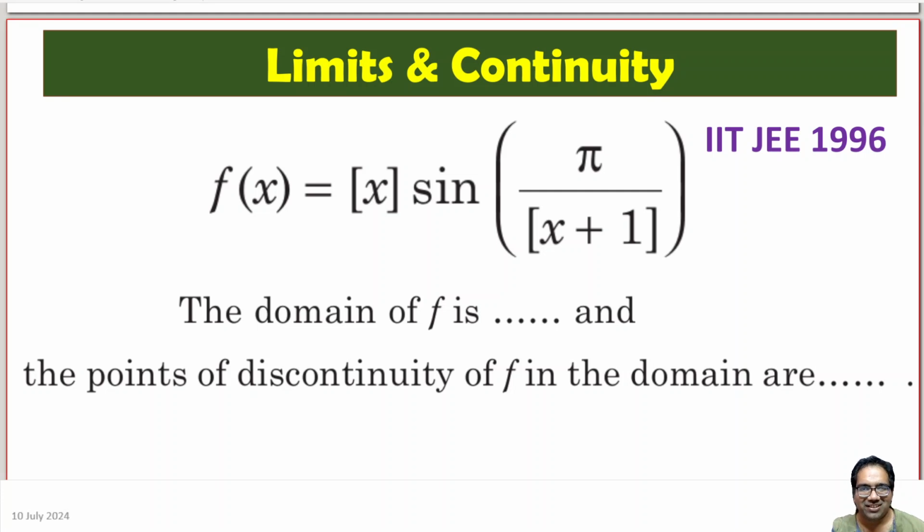Hi friends, we have a really nice problem. We are given this function f of x equal to greatest integer function of x times sine of something. What is the domain of this function and what are the points of discontinuity of this function?